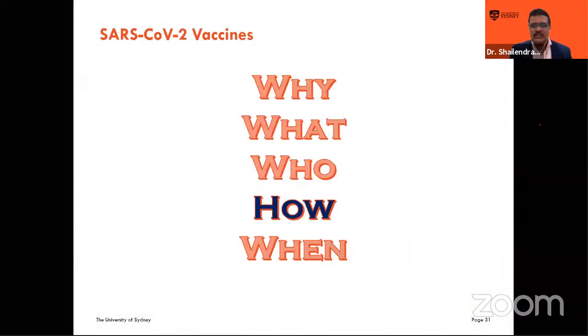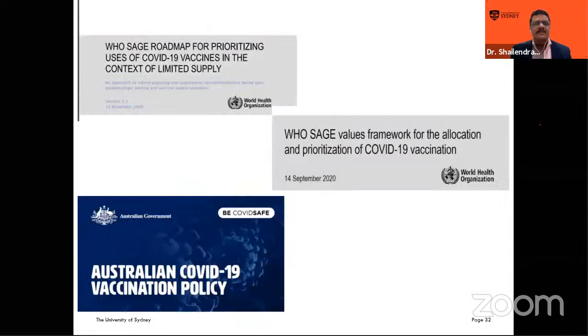Let's look at the how question. How do we actually do this? So there are a few roadmaps available. I've just put up the WHO's roadmap of prioritizing use of COVID-19 vaccine. And WHO has come up with a values framework. I think it's essential. We've worked in HIV for a number of years saying those most at risk or marginalized populations will not get priority unless we create a value-based framework for COVID-19 vaccine distribution.